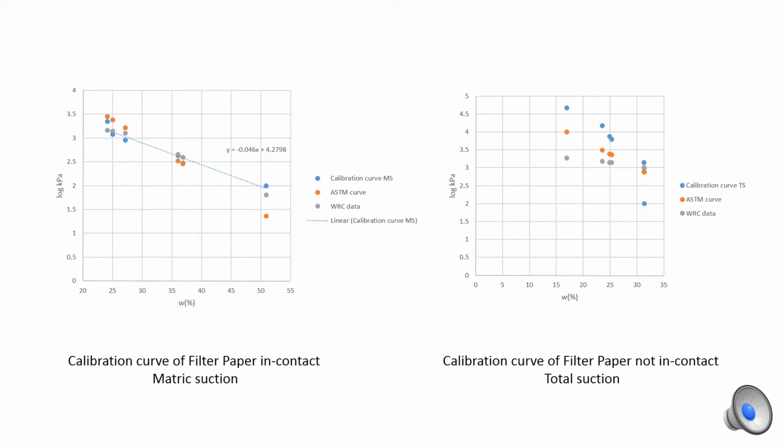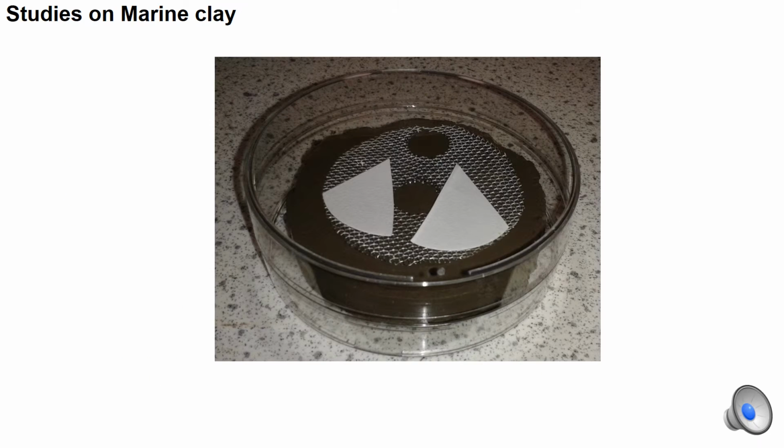The experimental procedure has been repeated on white clay prepared at different moisture contents, and the matrix suction from tensiometer and water content of filter paper have been used to determine the calibration curve of in-contact filter paper. This data has been further validated using the ASTM standard curve and the already existing water retention curve data of the white clay. This method proves that tensiometer is a good tool to determine the calibration curve of in-contact filter paper which measures the matrix suction. A similar procedure has been adopted for filter paper not in contact, which has been calibrated using the WP4C dew point potentiometer.